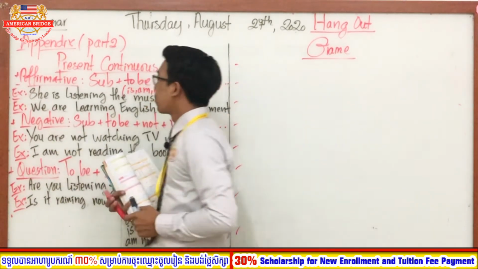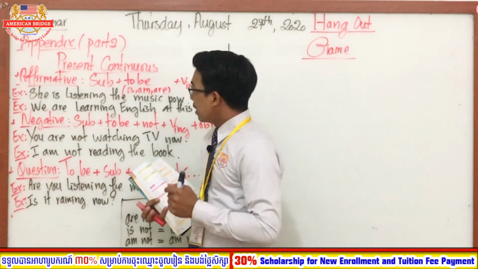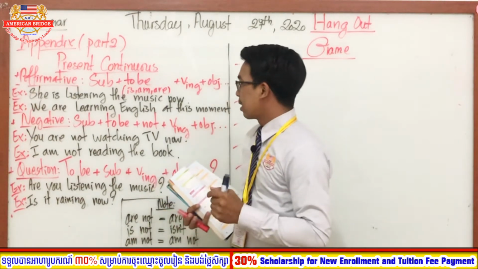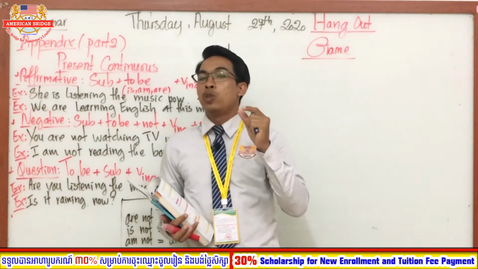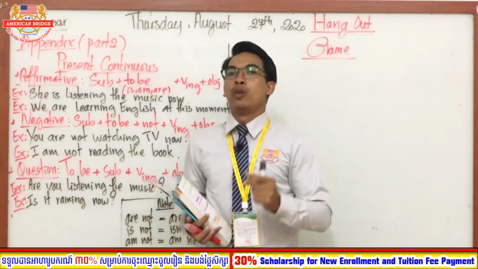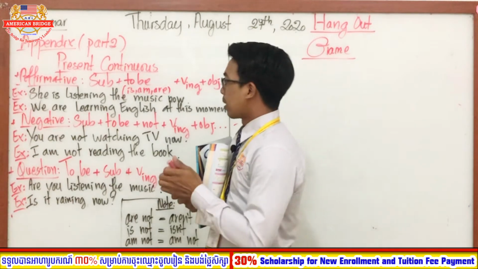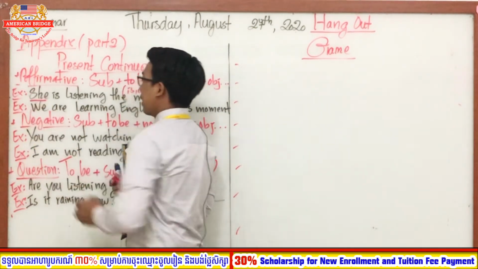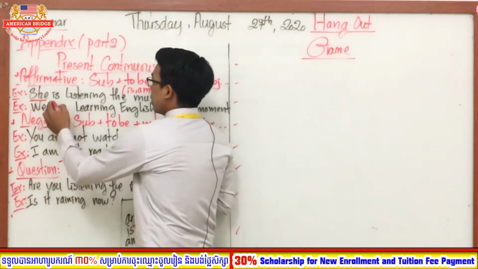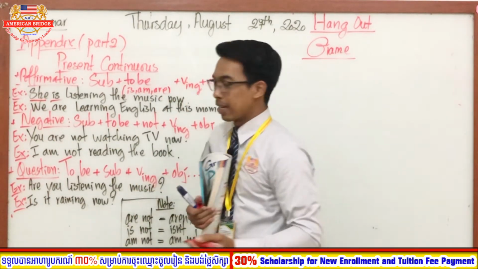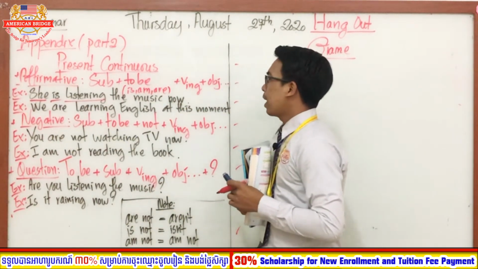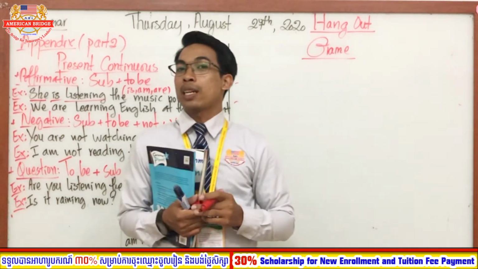The example here: she is listening the music now. She is listening the music now. Everyone, you have to underline the sentence here. She here refers to the subject, right? Very good. And is is the to be. Good. And after that, listening is the verb ing. Very good.